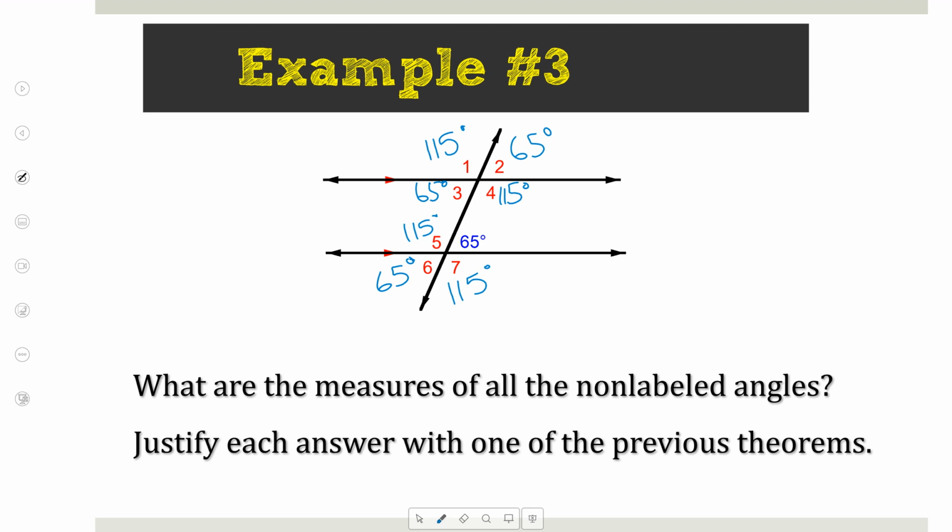What did I say? Alternate exterior. Let's back up. I'm on the wrong angle measure. You're 100% correct, Bob. Nice job. They are the same. Angle 1 and angle 7. For some reason, my brain processed same side. Glad you guys are here. I would be totally confused.